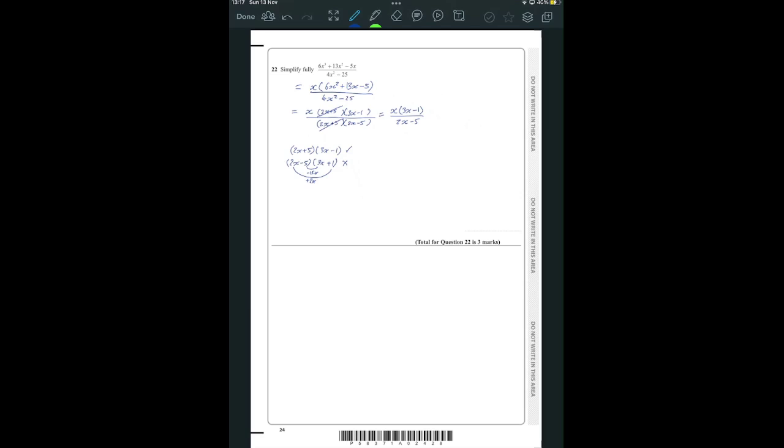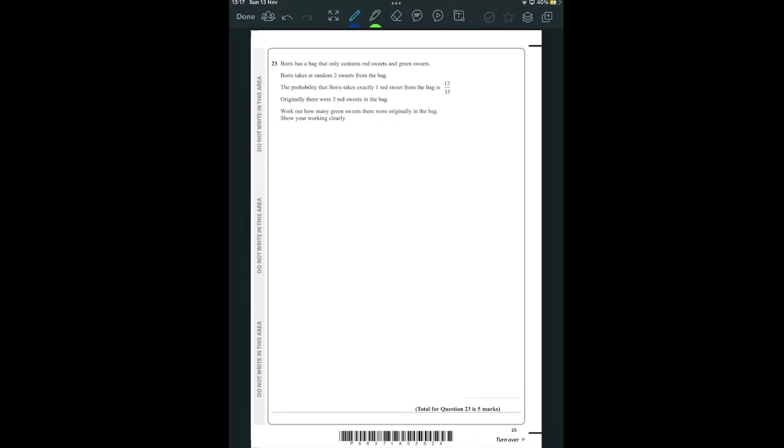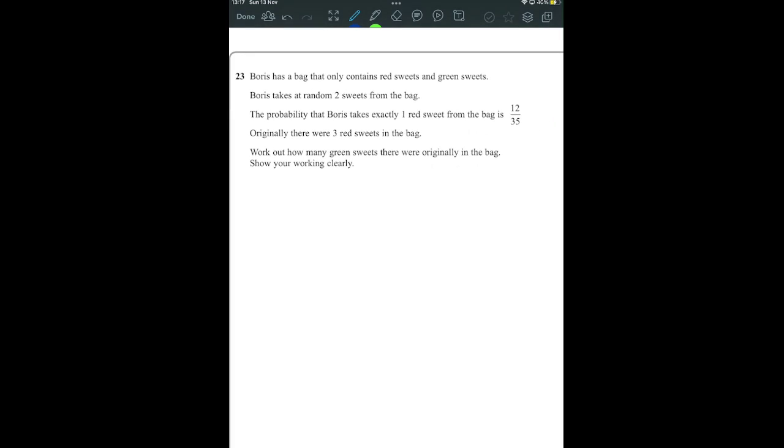Very little actual content to that question after we get into it. We now have our probability question. We have a bag of sweets which has red and green. We're taking 2 sweets from the bag. Probability of picking exactly one red is 12 over 35, and there are originally 3 red sweets in the bag. We want to work out how many green sweets were in the bag.